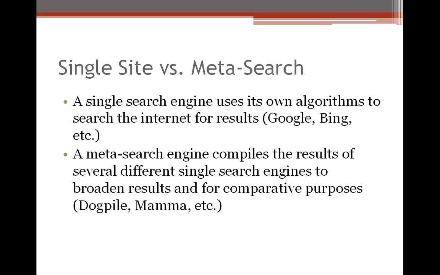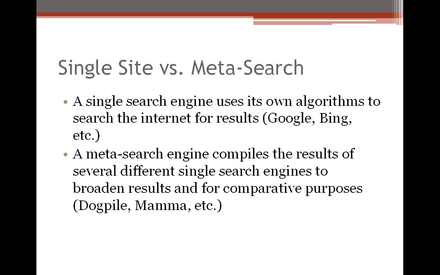Okay, so when we talk about searching the web, there's two different kinds of search engines that you can use. One is a single site and the other is a meta search. And a single site is what you're used to if you use Google, which you probably do, most people do. Single sites use their own algorithms. They develop algorithms to search the entire internet for results, or a good portion of the internet for results. So that's Google, and that's Bing, or Yahoo, or some of the other single sites that you may use.